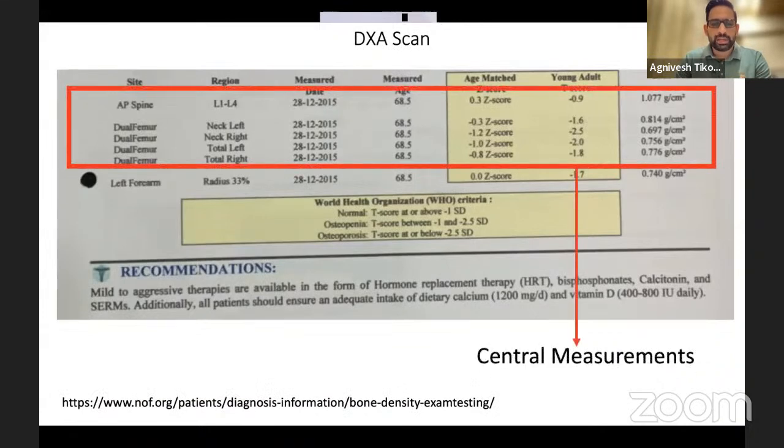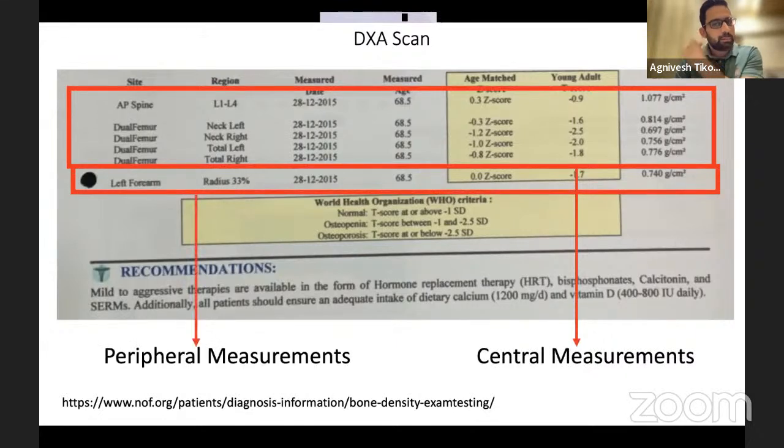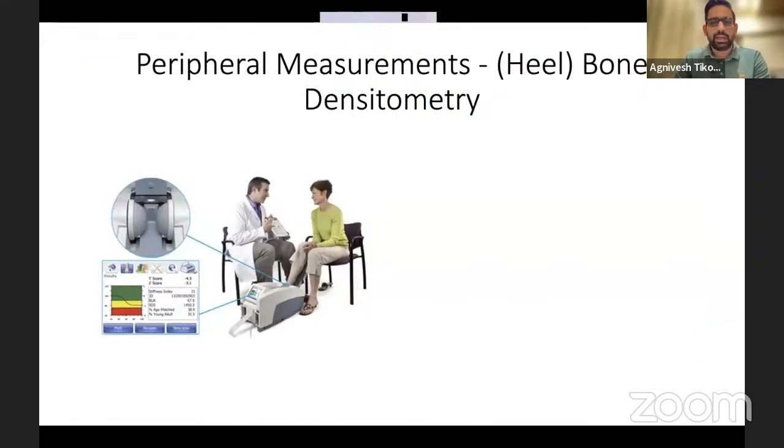Again, there are 2 measurements. The spine and femur are central, and the forearm is the peripheral measurement. The heel bone densitometry is not an accurate way. It's a screening tool. It does not mean anything. If a patient comes to you with a low heel bone density, you will have to get a confirmatory test done, which is a dual energy X-ray absorptiometry or a DEXA scan.